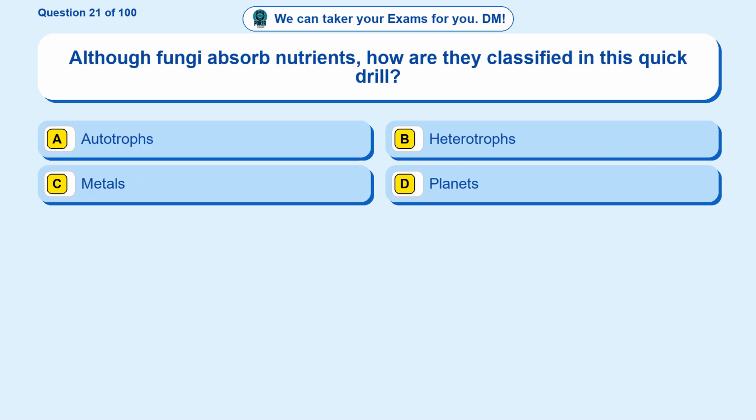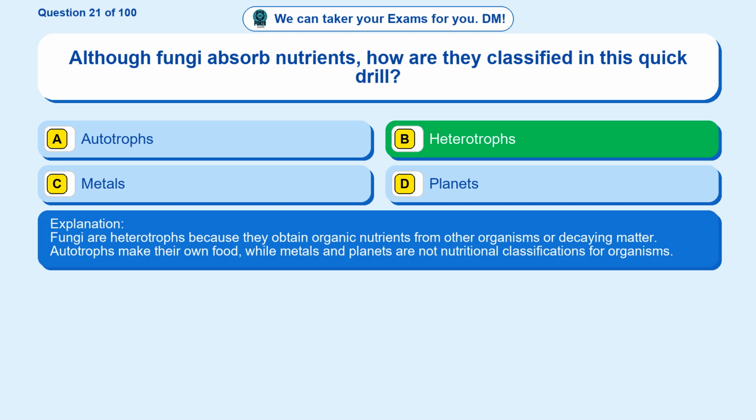Question 21. Although fungi absorb nutrients, how are they classified in this quick drill? Option A. Autotrophs. Option B. Heterotrophs. Option C. Metals. Option D. Planets. The correct answer is option B. Heterotrophs. Fungi are heterotrophs because they obtain organic nutrients from other organisms or decaying matter. Autotrophs make their own food, while metals and planets are not nutritional classifications for organisms.